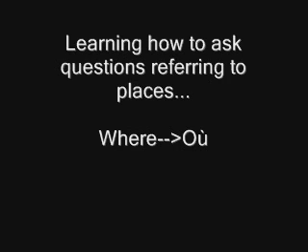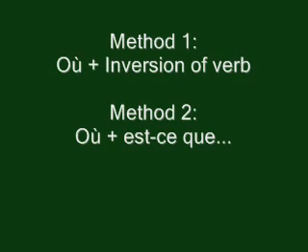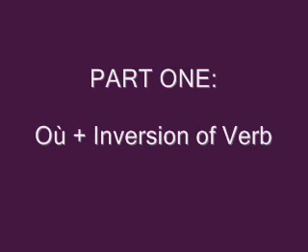The interrogative pronoun where is very easy to translate into French. Where is où in French, and you can use two main methods to ask questions with où. The first one consists in inverting the order subject-verb after où, and the second one consists in using the expression est-ce que after où. So the first part of this tutorial will be about où plus the inversion of the verb.